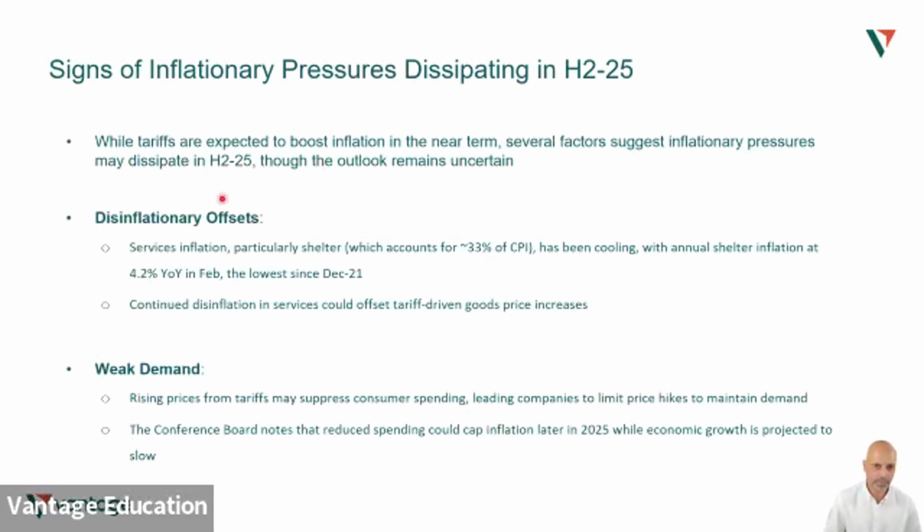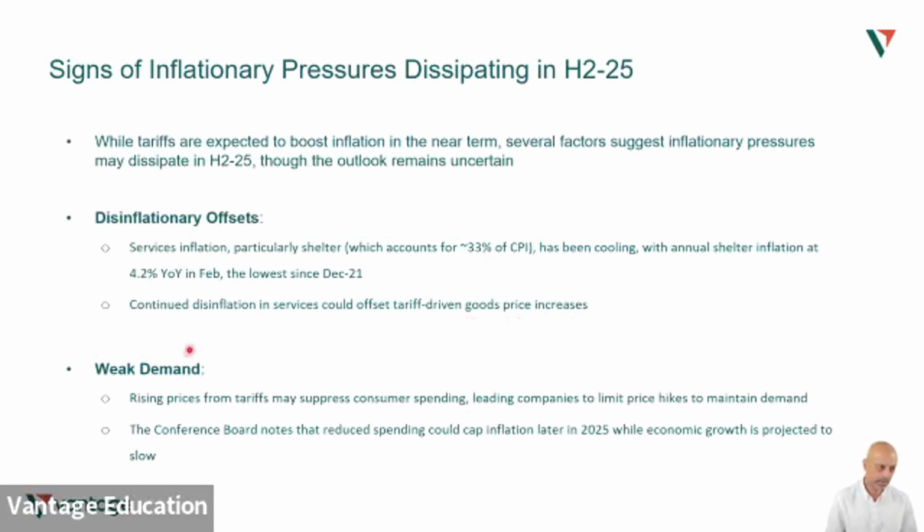Now, what are some of the disinflationary offsets? We have seen services inflation, particularly shelter, which accounts for almost 33% of the CPI basket. This component has been cooling, with annual shelter inflation at 4.2% year over year in February, the lowest level since December 2021. Now, continued disinflation in services could offset tariff-driven goods price increases.